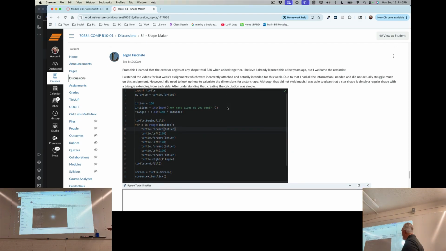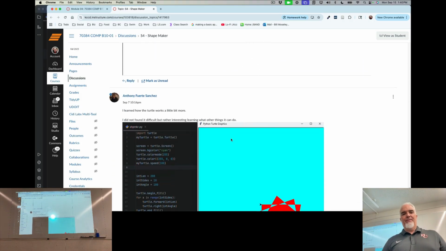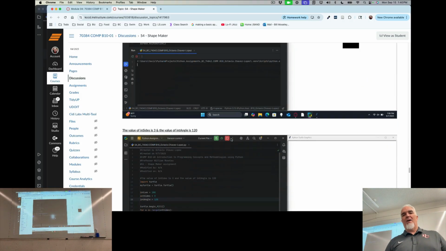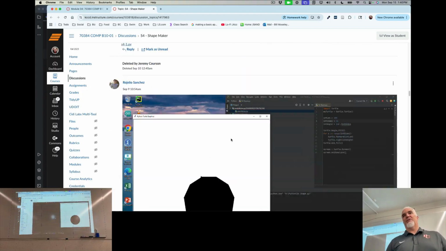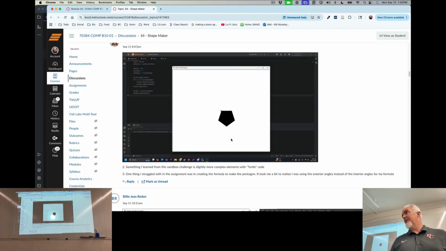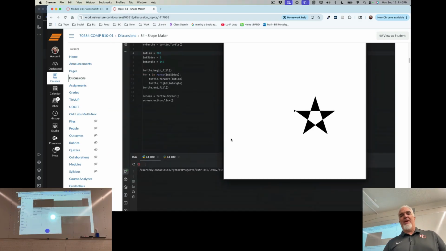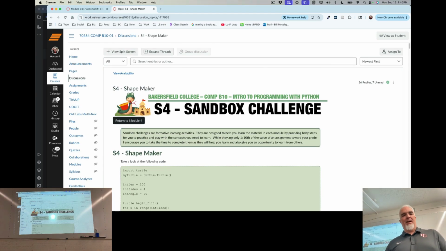Okay, and here's somebody who actually asked, how many sides do you want? And figured out how to do that. Now they changed theirs, interestingly enough, to a different type of shape. So you can play around with that too. We have people going all kinds of crazy here, but that's what the sandboxes are for. That's literally what I want you to be doing. All of those are going to receive credit because all I want you to do is spend some time playing with the code. So that is the sandbox.